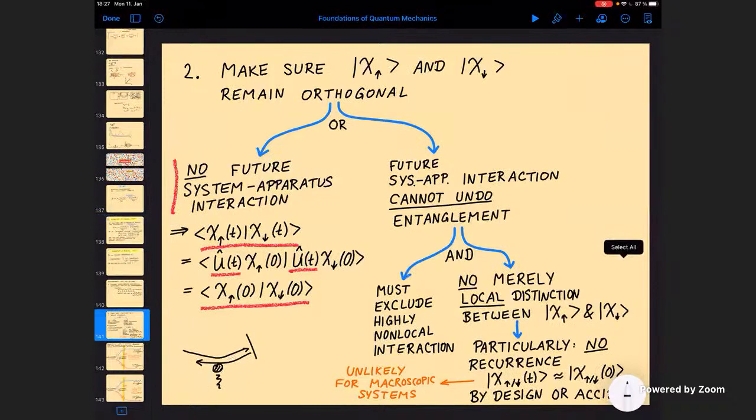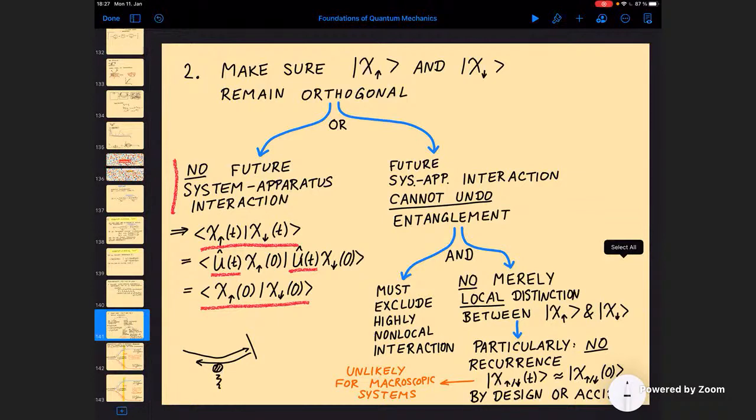And if everything is timed just right, you can make sure that the second collision will completely stop the harmonic oscillator vibration. And in the end, you have also undone your measurement. So that's a little bit dangerous. If you don't really know the details of your apparatus, you cannot always assume that no future system apparatus interaction takes place. So this would have been one way to make sure that they remain orthogonal.